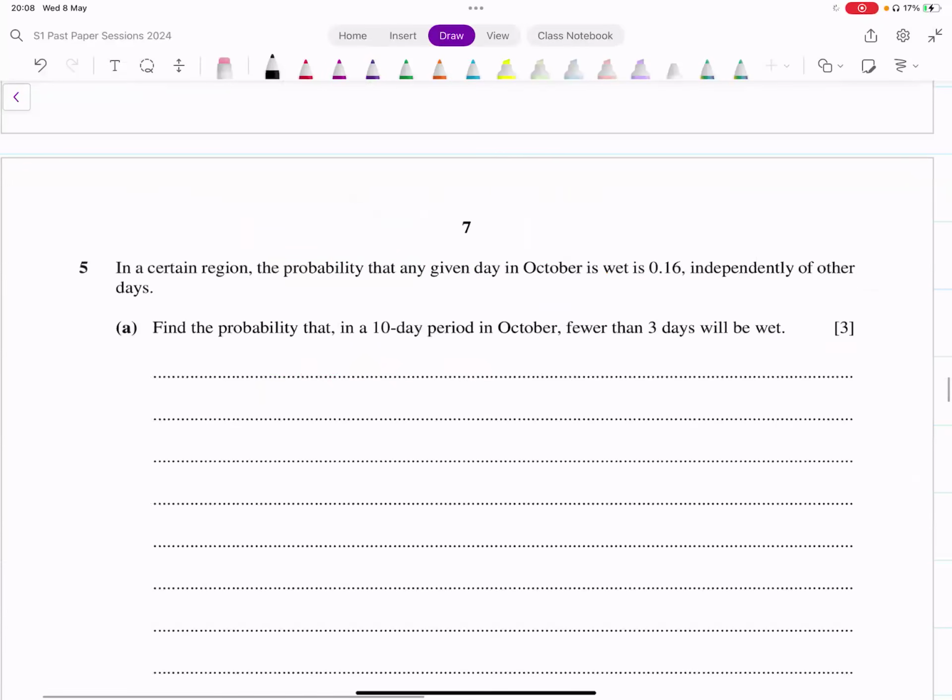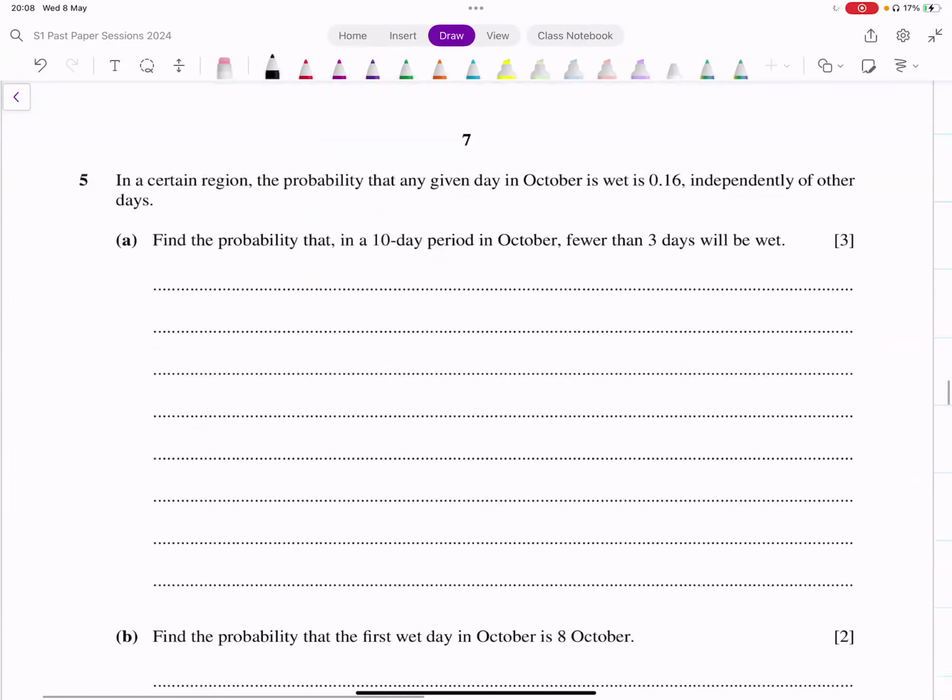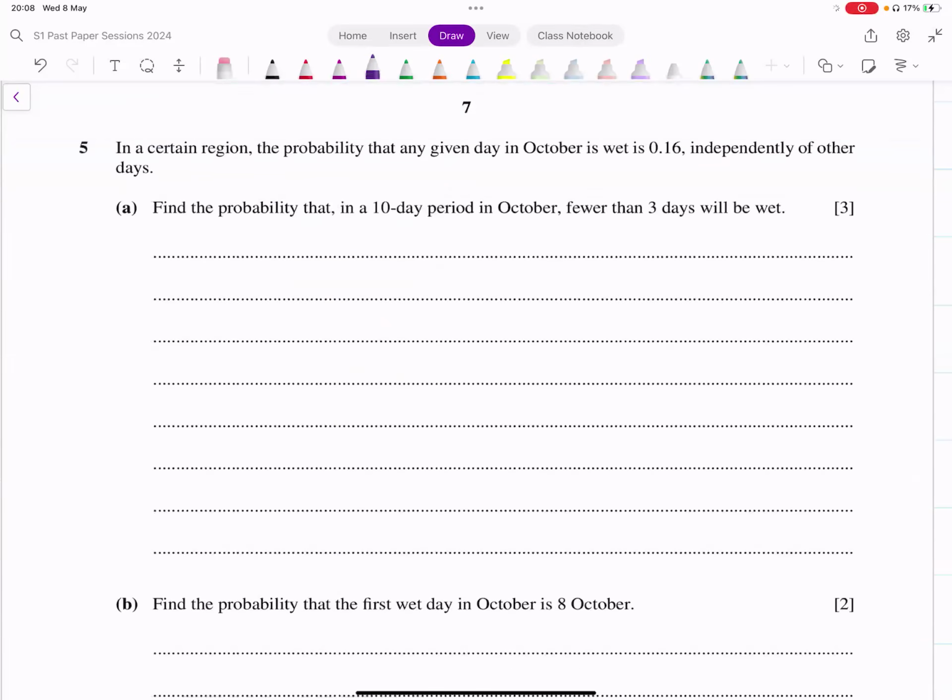Let's look at the next one. So let me see what other questions they've asked about in this paper. Okay, question number 5 is this. Let's try this. It says in a certain region, the probability that any given day in October is wet is 0.16, independently of other days. Find the probability that in a 10-day period in October, fewer than 3 days will be wet.